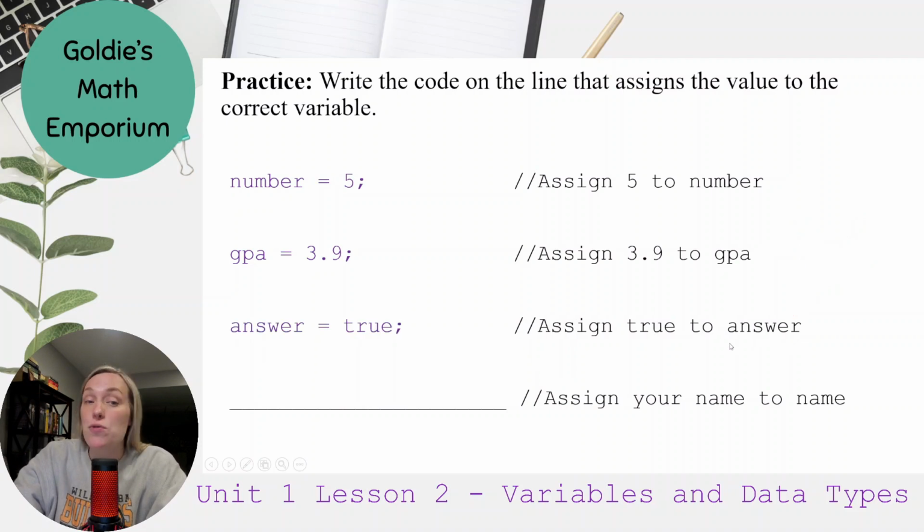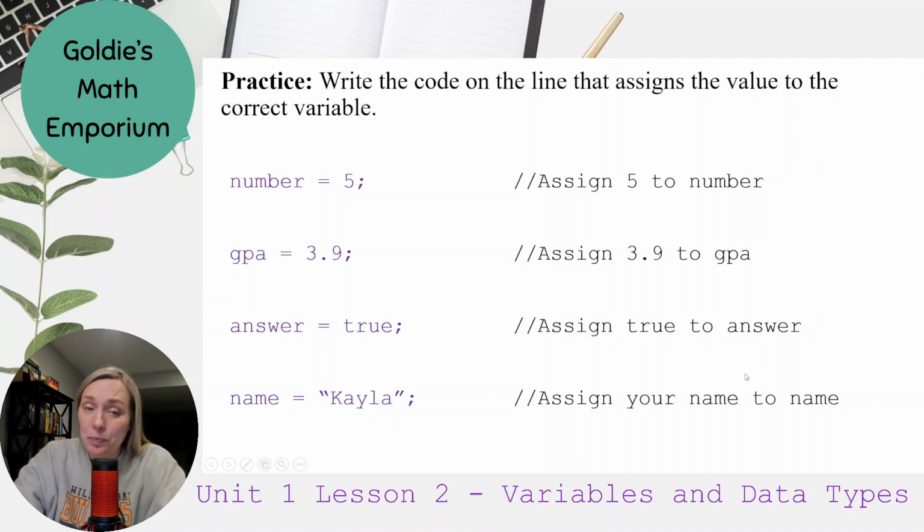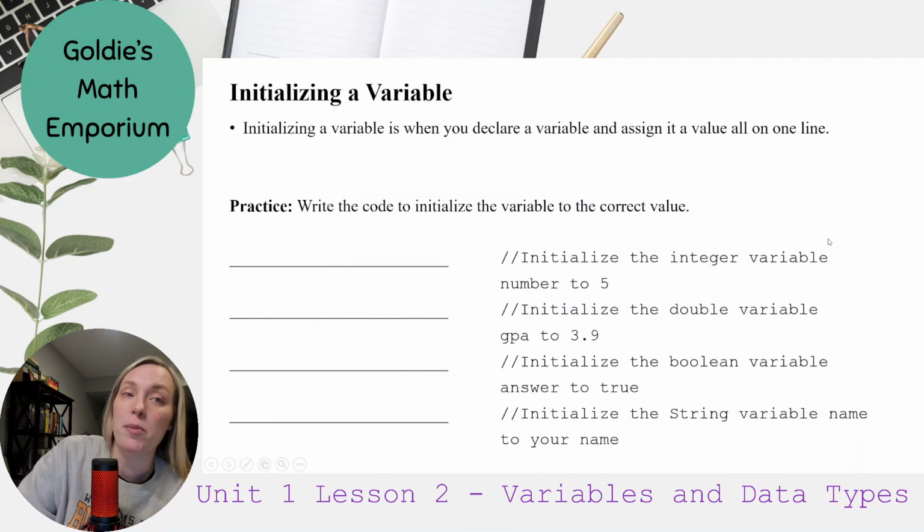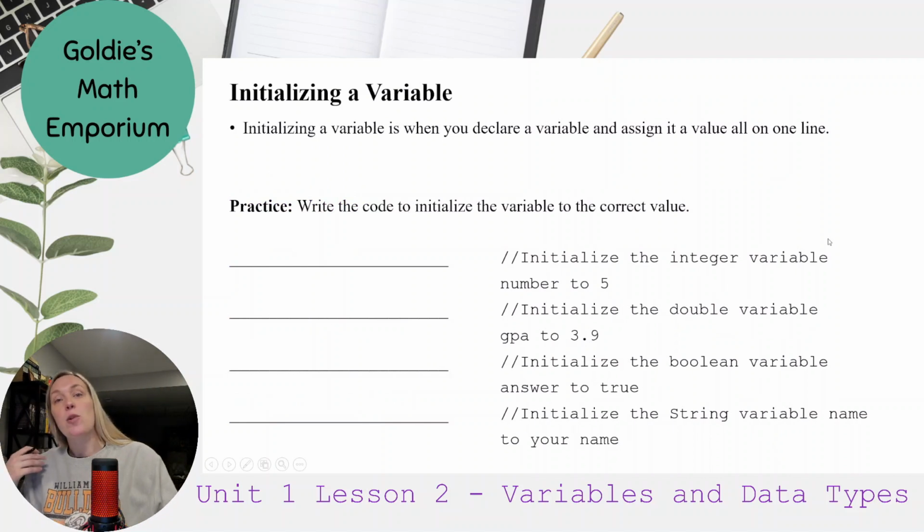If I want to assign true to answer, I say answer equals true. Assign your name to name, I would do name equals, and then my name is Kayla. So I'm going to put that right in there. Okay. So these are all assignments. So we talked about declaring space. We talked about assigning data to those. The last thing we can do with variables is initialize. So initialize is just a fancy word for declaring and assigning all in one line, okay?